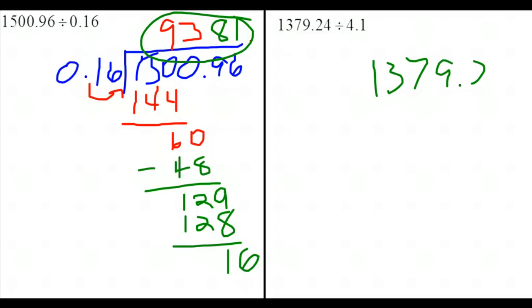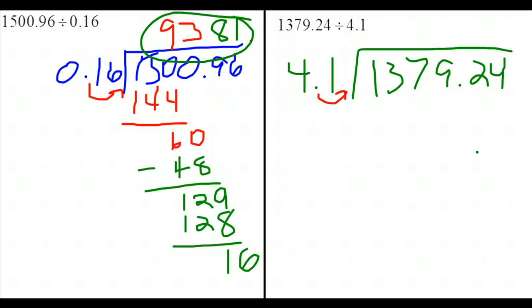And finally, if we look at the last division here, 1379 and 24 hundredths divided by 4.1. Again, move the decimal place only one space. Put the decimal point up there so we know where it goes. 41 divides into 137 3 times. 41 times 3 is 123. Subtract through that and you get 14, becomes 149.